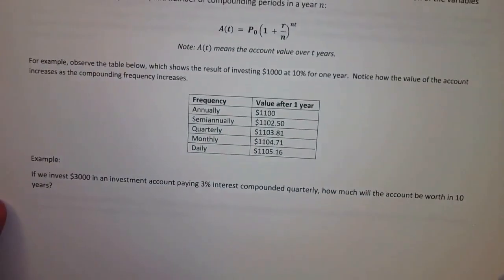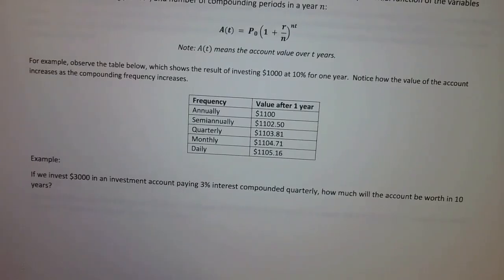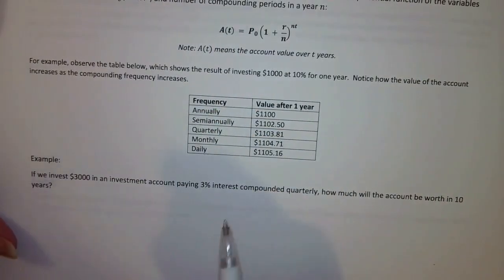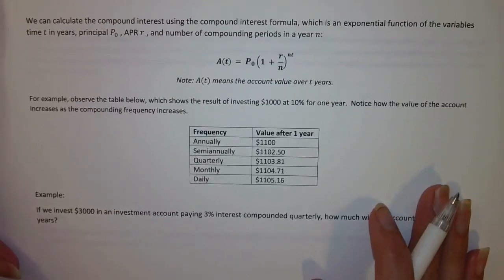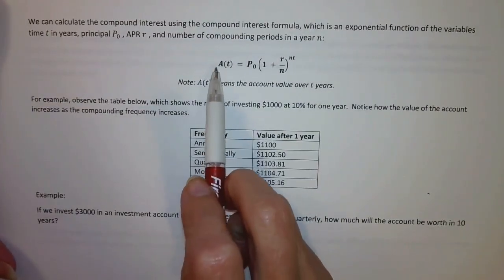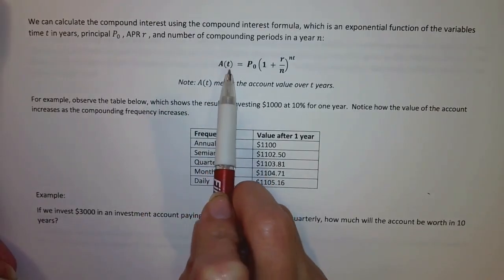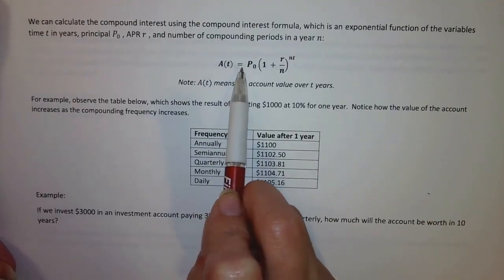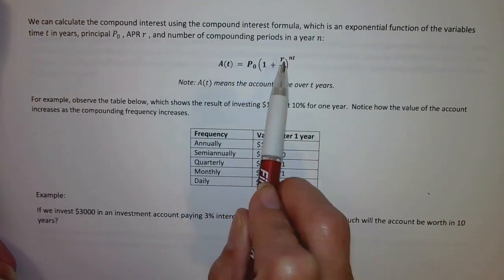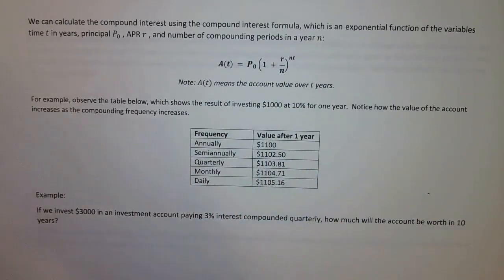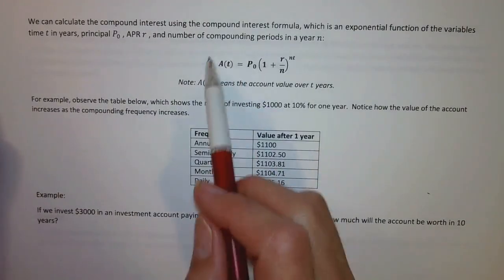We calculate the compound interest using the compound interest formula. This is all the same as before. Instead of P sub n, we just denote it as a function. So this is the amount over time. The account value over t years is equal to P naught times (1 plus r divided by n), all to the nt power. So everything's the same, except we just call this something different.